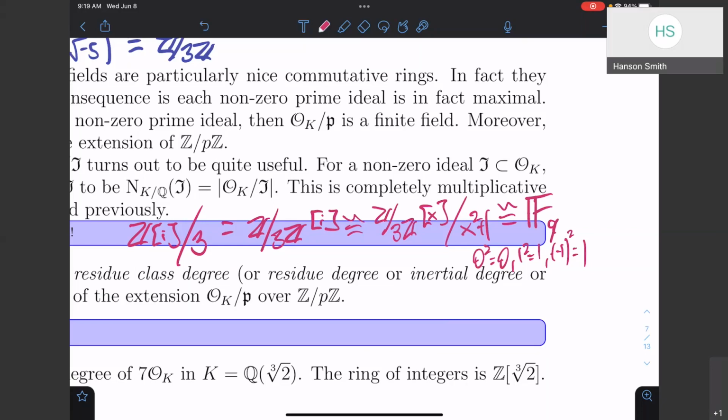Sweet. So that has size 9, and then we can take the norm of 3. This is the norm relative to the Gaussian integers, of course, because 3 can live in a lot of different places and they'll have different norms depending on what number field I'm in. So the norm of 3 here, though, is just 3 squared, right?